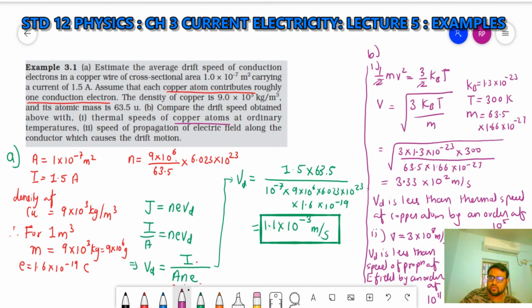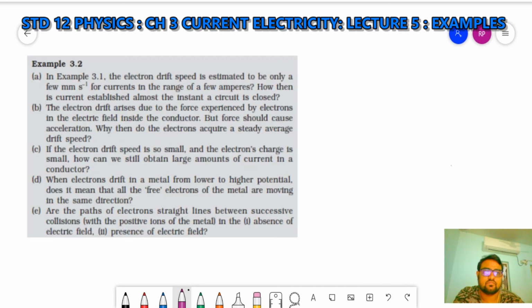Now let's move to the next one, example number 3.2. The first one in that: in example 3.1, the electron drift speed is estimated to be only a few millimeter per second for currents in the range of a few amperes. How then is the current established almost the instant the circuit is closed? It means that when the drift velocity is very small, how is the current established instantly when the circuit is closed?